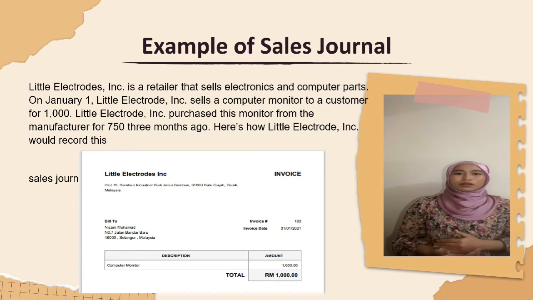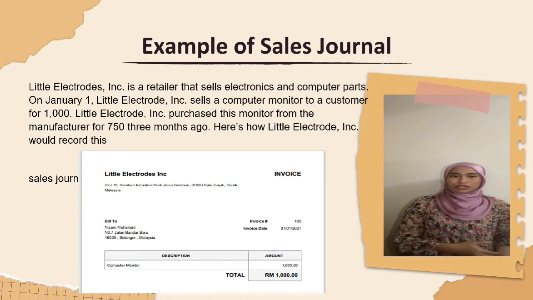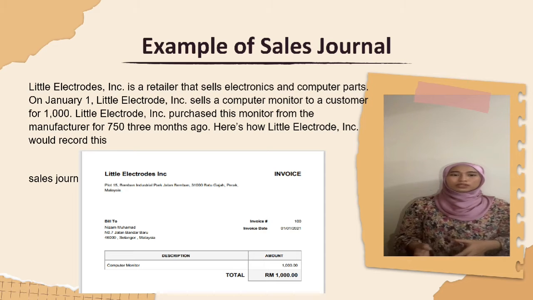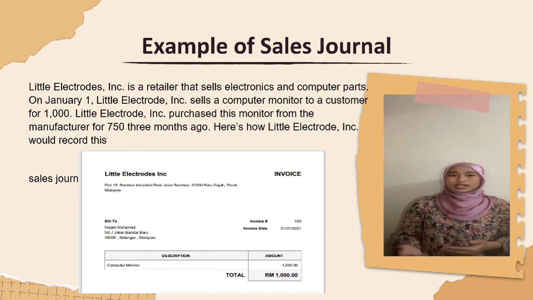Next, I will explain an example question on the sales journal. Little Electronics is a retailer that sells electronics and computer parts. On January 1st, Little Electronics sells a computer monitor to a customer for 1,000. Little Electronics purchased the same monitor from the manufacturer for 750 three months ago. On the next slide, I will explain how Little Electronics would record this sales journal entry.